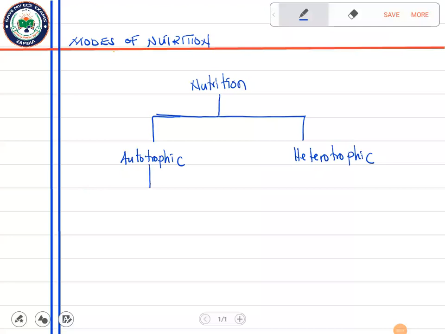Now, autotrophic nutrition is further broken into two. And the first one is what we call phototrophic nutrition and chemotrophic nutrition.